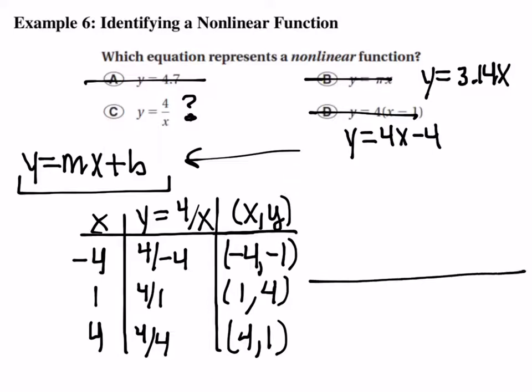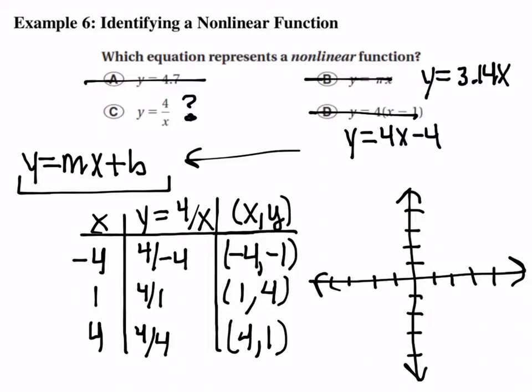Okay. Now I'm just drawing a really quick sketch. Doesn't have to be anything beautiful. It's just to get you an idea of what's happening. So if we plot all those points, -4, -1, 1, 4, and then 4, 1, we kind of have something going on like this. Definitely not a straight line. Not the best graph in the world either, just to kind of give you an idea of what's happening though.